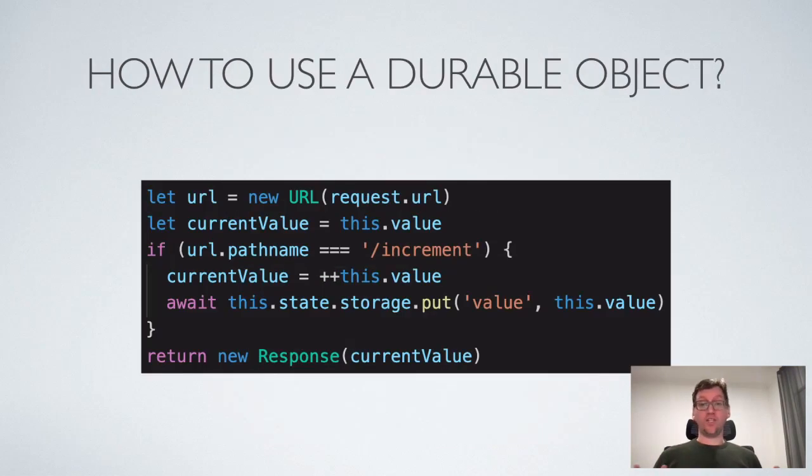And then in the rest of the fetch method, you can do whatever you want with both instance variables and persistent storage. You don't have to use either of those. In the example here, we increase the current value if the pathname of the URL is /increment, and we store that before returning the current value to the worker, which can transform that again if it so desires.